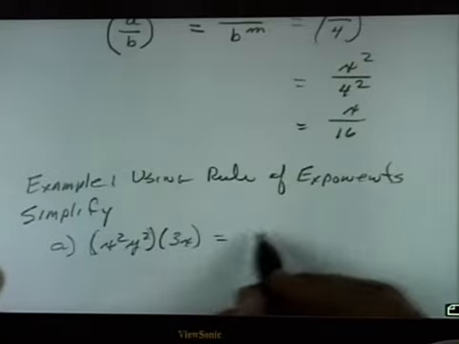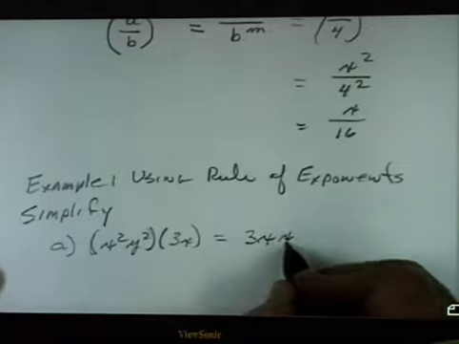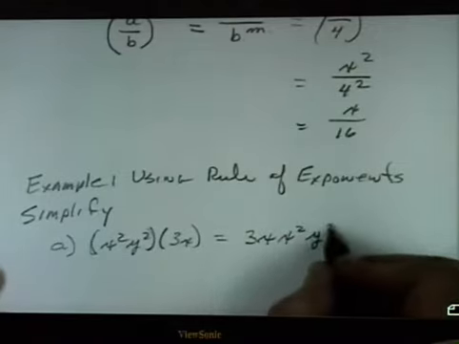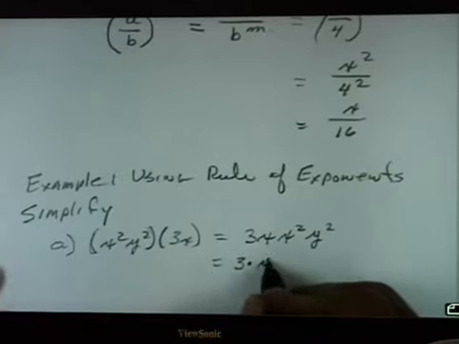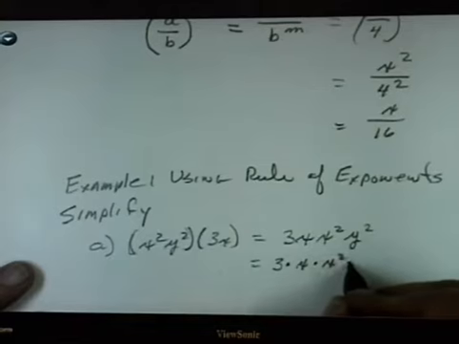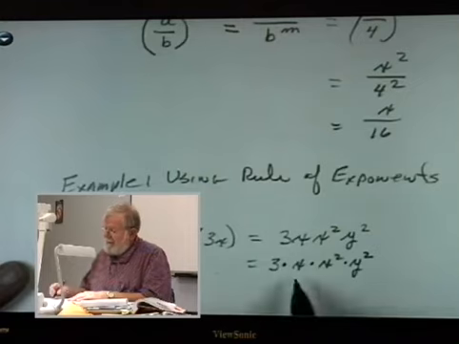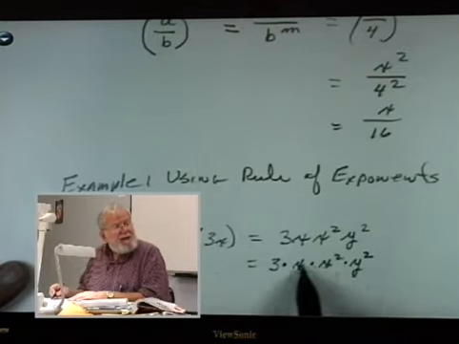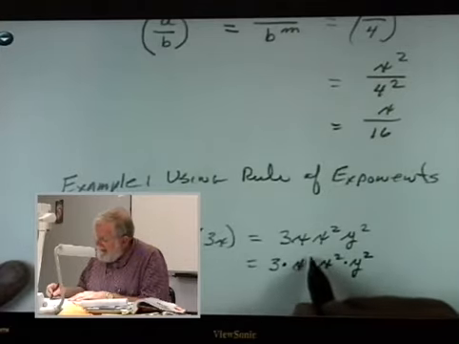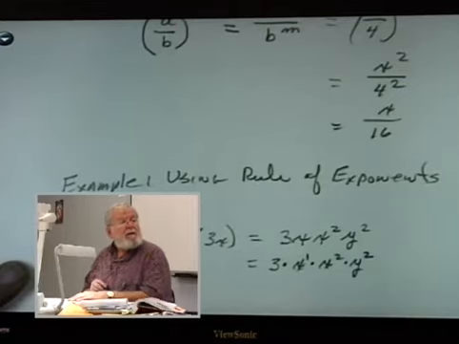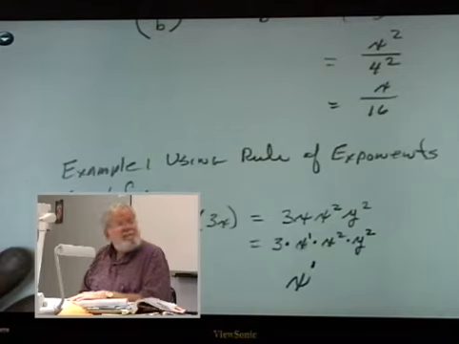So this is going to equal 3x times x squared times y squared. I'm going to write this as 3 times x times x squared times y squared. Now notice that we have the same base here and we're multiplying. The exponent of just a plain x is just a 1. That's something you'll have to remember. If you have just a plain x, it automatically has an exponent of 1.